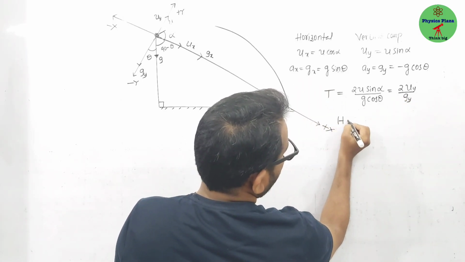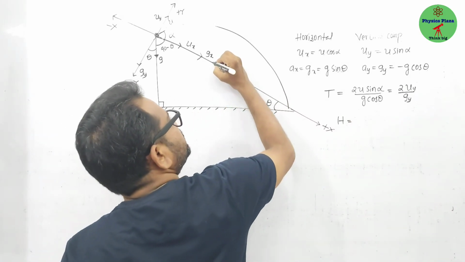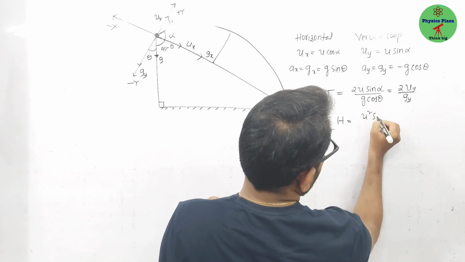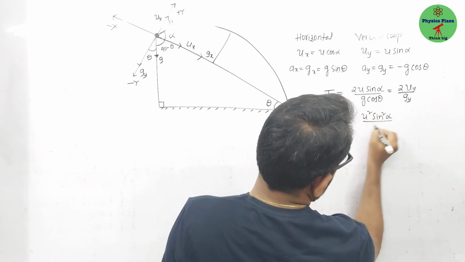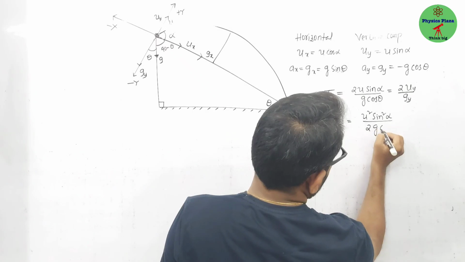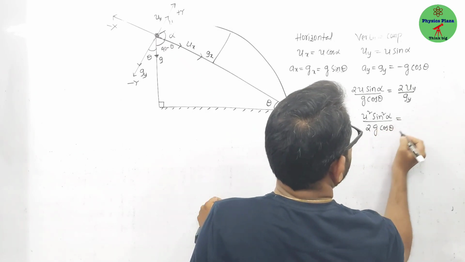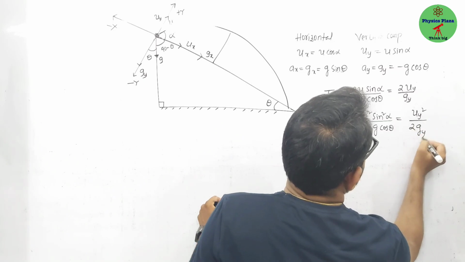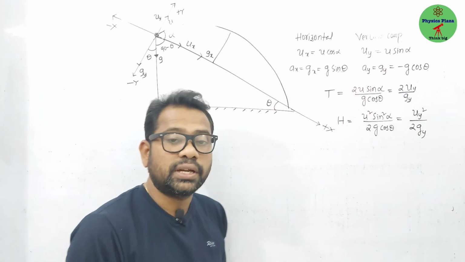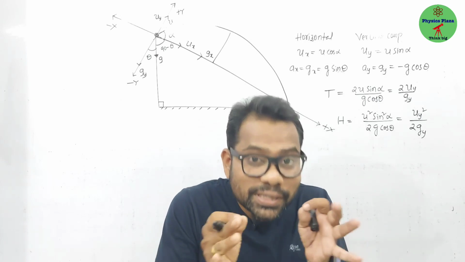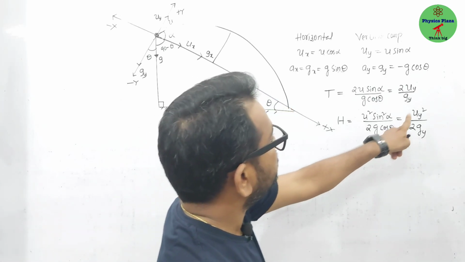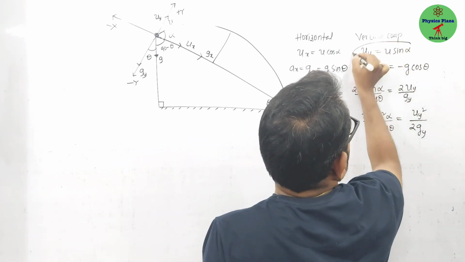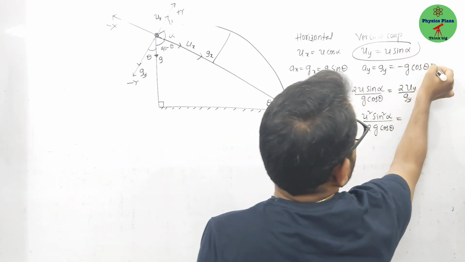Whatever we got, the maximum height expression we already got. There we got it as u square sin square alpha by 2g cos theta. So this can be written as uy whole square by 2gy. Children, the very important thing is that in the first case and in the second case, uy is u sin alpha, and gy is g cos theta.